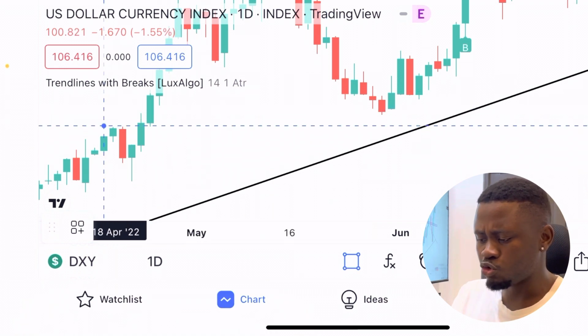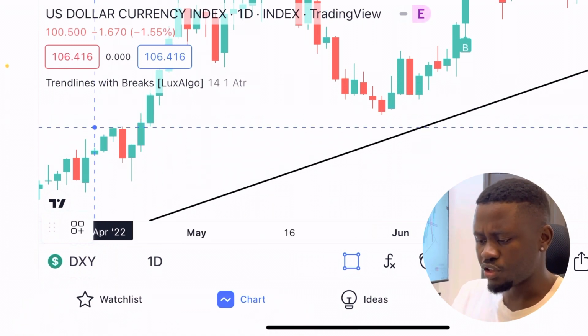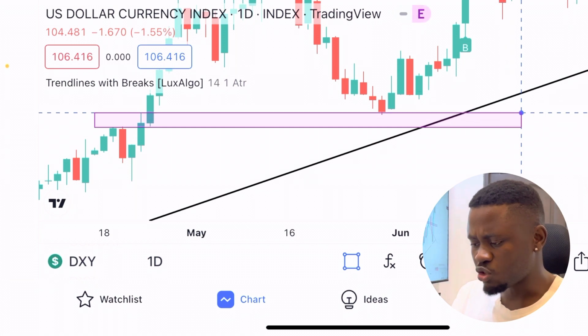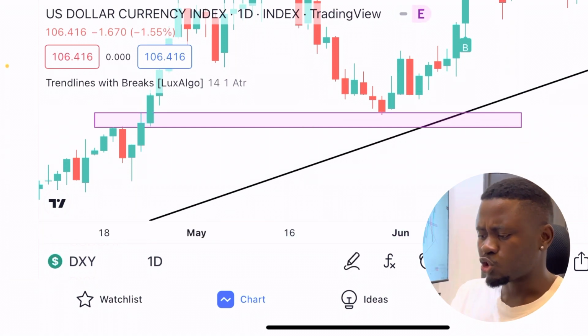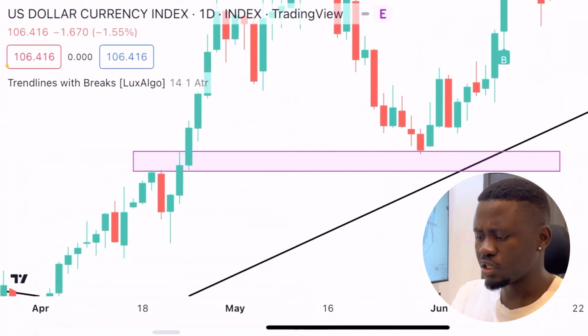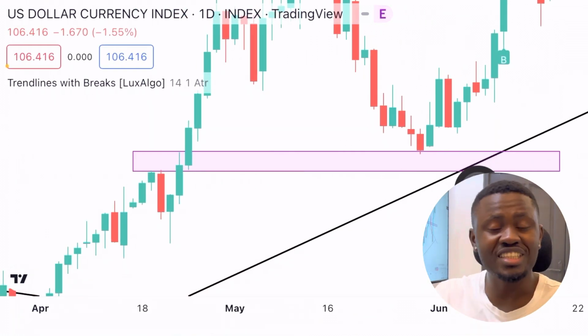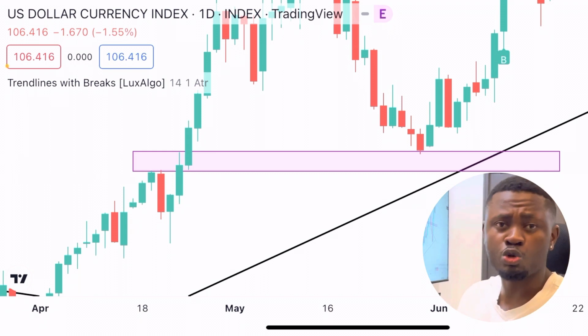So this rectangle, I'm going to draw it here, as you can see, between this gap. As you can see, this is where I'm drawing it. So you can see, guys, that price tried to come into this zone, but again it failed. It didn't really touch our zone here. But since it didn't touch our trend line, doesn't mean you're not going to take a trade.